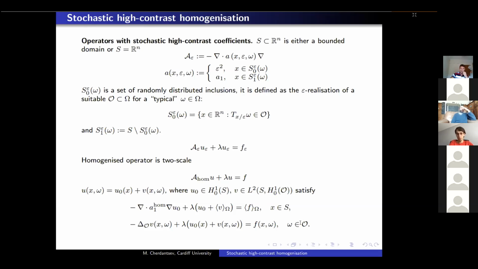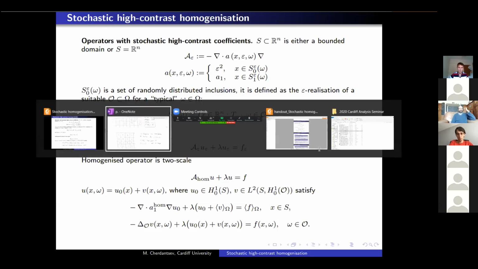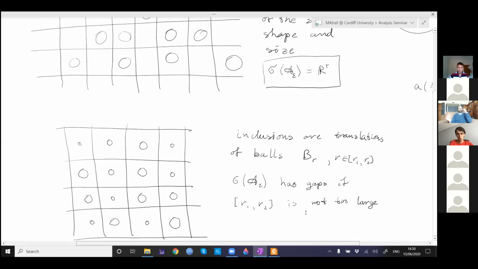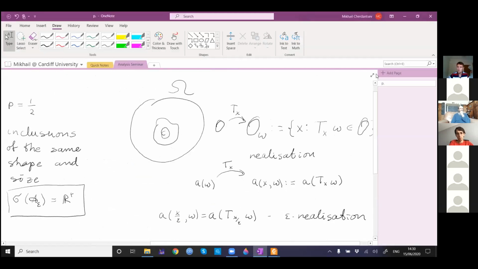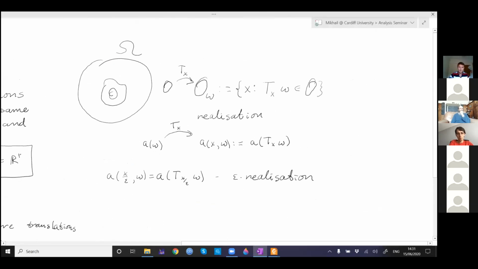So what is this set O? This is basically the reference set that creates these randomly distributed inclusions. Let me go back again to the picture, sorry, just a second. We have a probability space omega, and we choose a subset O. So how can we cast this setting into the physical space?